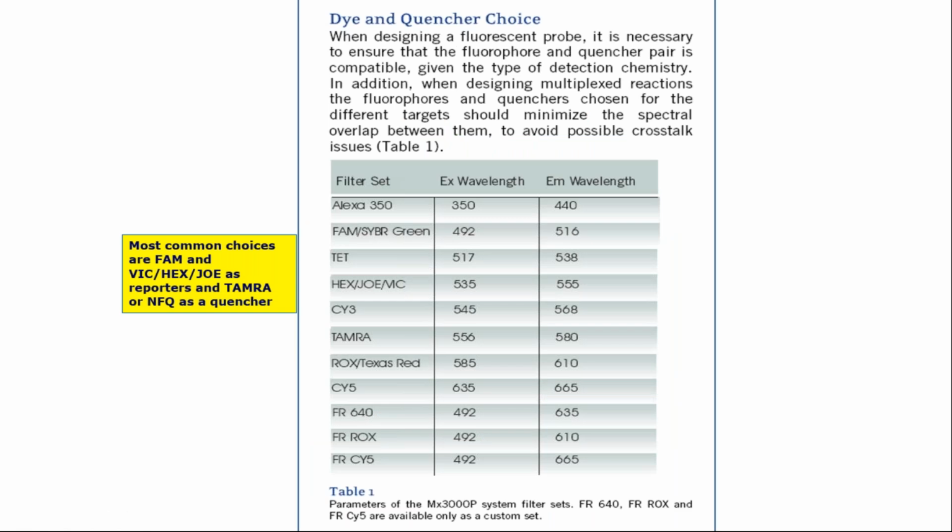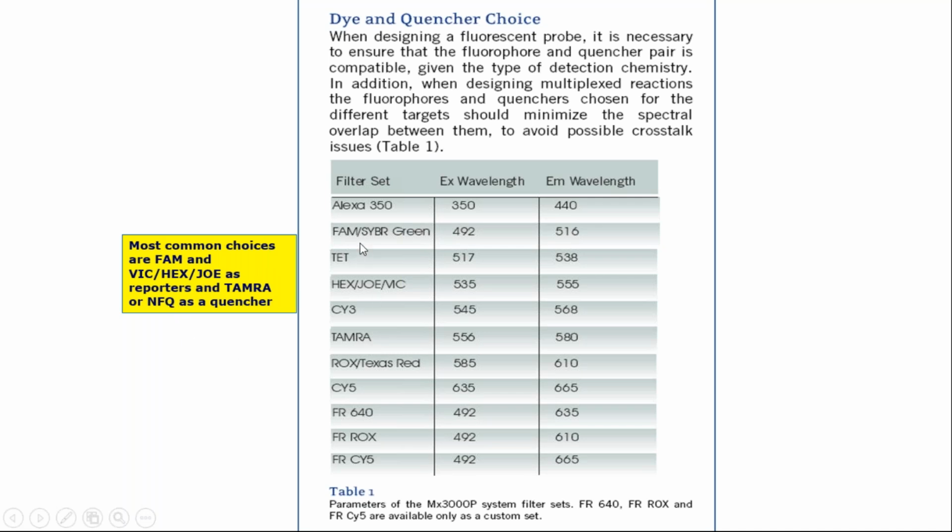So what are the dyes and quenchers that you use? Again, the dyes and the quenchers that you use have to have excitation and emission wavelengths which are very far from each other. Commonly, in most real-time PCRs, the common choices are FAM, VIC, HEX, and JOE as the reporter, and we use TAMRA and NFQ as the quencher.